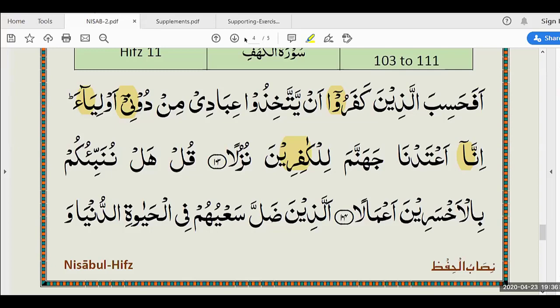Okay. So just for you to note down as well. As we go along the lesson, we have to note down stuff as well, okay? So this is, okay, I'll give you an option. It's either munfasil or mutassil. What do you think it is?